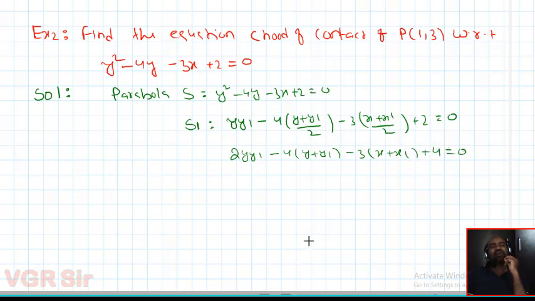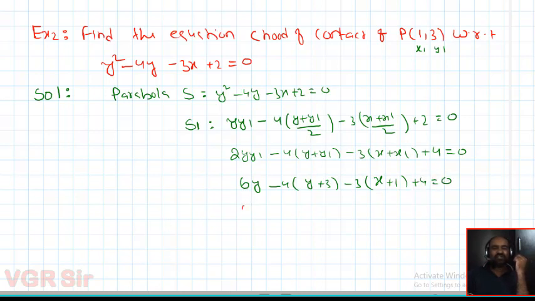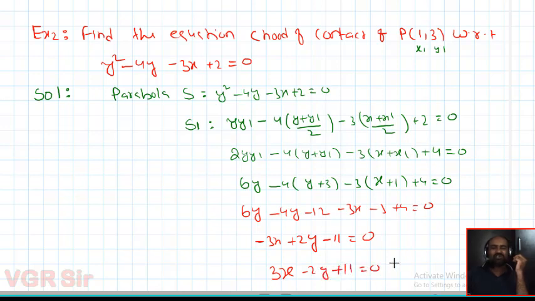This is the equation of the chord of contact with respect to the point (x1, y1). But you want it with respect to the point (1, 3), so instead of x1 write 1, and instead of y1 write 3. So 6y minus 4 into (y plus 3), minus 3 into (x plus 1), plus 4 equal to 0. We need to simplify this: 6y minus 4y minus 12 minus 3x minus 3 plus 4 equal to 0. Simplifying gives minus 3x plus 2y minus 11 equal to 0, or 3x minus 2y plus 11 equal to 0, which is the required equation of the chord of contact of P(1, 3) with respect to the given conic.